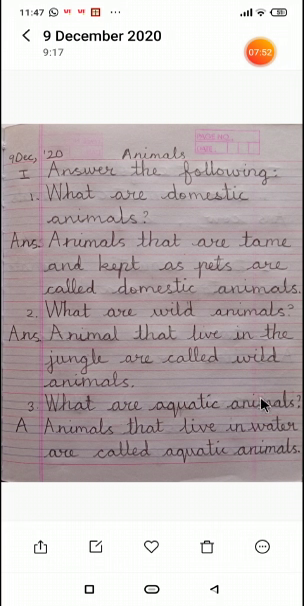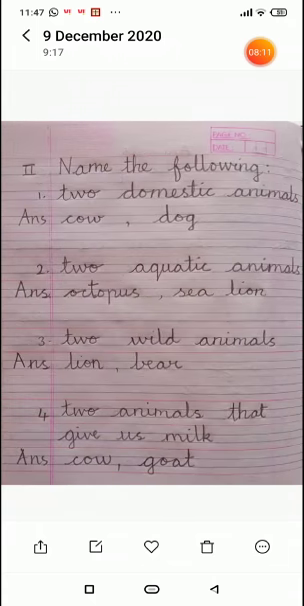What are aquatic animals? Animals that live in water are called aquatic animals. Okay, so these are the 3 questions. You can leave a line after the question. I wrote on 1 page, so it's easy for me to teach you. Next we have name the following: 2 domestic animals, cow, dog. Easy ones for you to learn. 2 aquatic animals, octopus, sea lion. 2 wild animals, lion, bear. And 2 animals that give us milk, cow, goat.